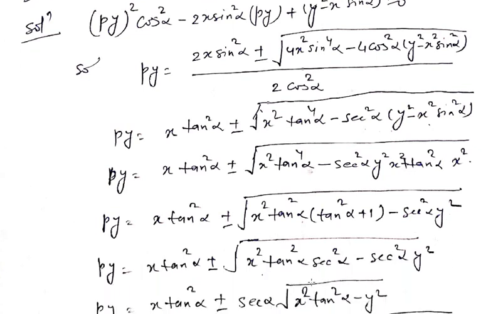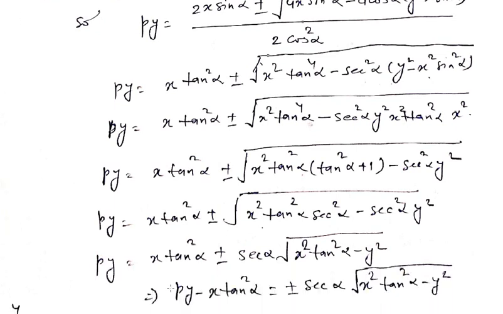Tan square alpha plus 1 is sec square alpha. So taking sec square alpha outside, we have sec alpha outside of the square root sign. So this equation becomes py is equals to x tan square alpha plus minus sec alpha square root of x square tan square alpha minus y square. Now taking x tan square alpha to the left hand part, it becomes py minus x tan square alpha, which is equals to plus minus sec alpha square root of x square tan square alpha minus y square.